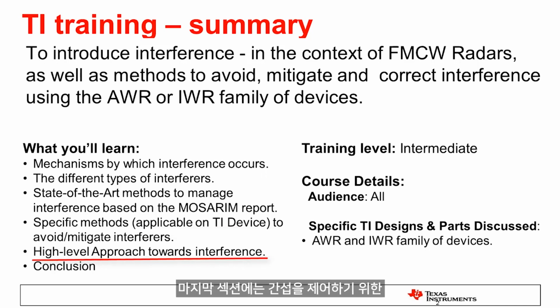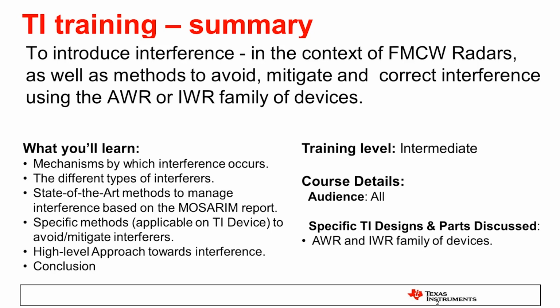The final section contains a series of high-level approaches towards controlling interference. This section provides an overview of methods to reduce the probability of interference, randomization methods to reduce the effect of interference, and finally methods to detect and repair chirps affected by interference. The application of these methods will help in making your radar robust to interference. We will then end the presentation with some conclusions and references.